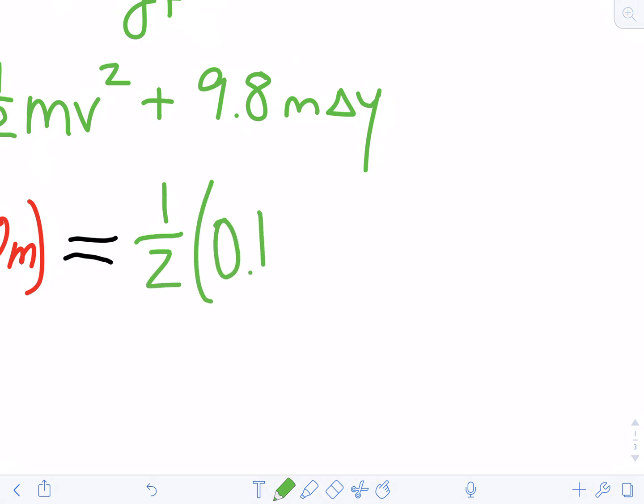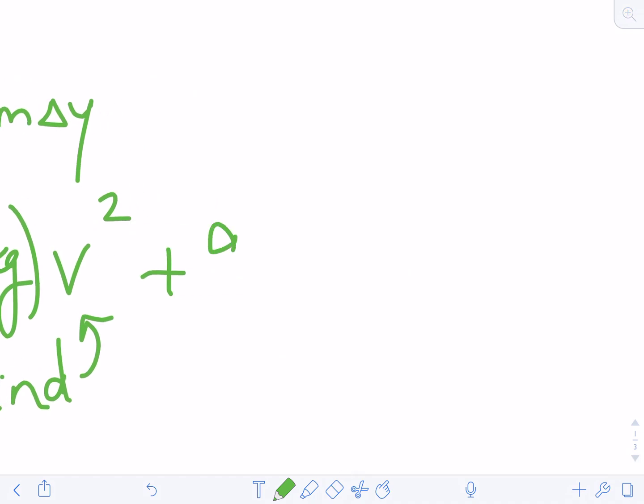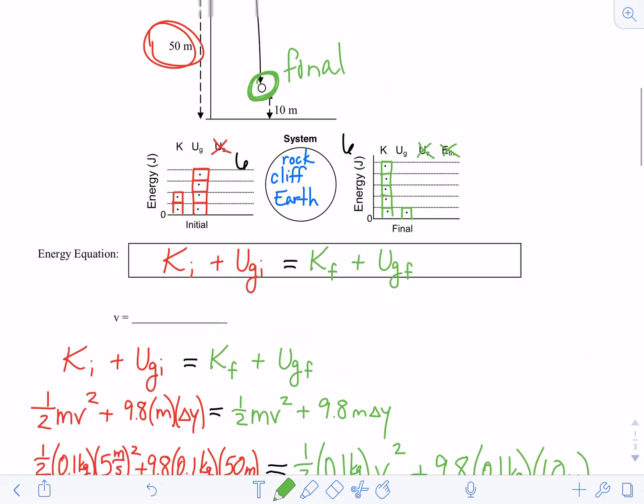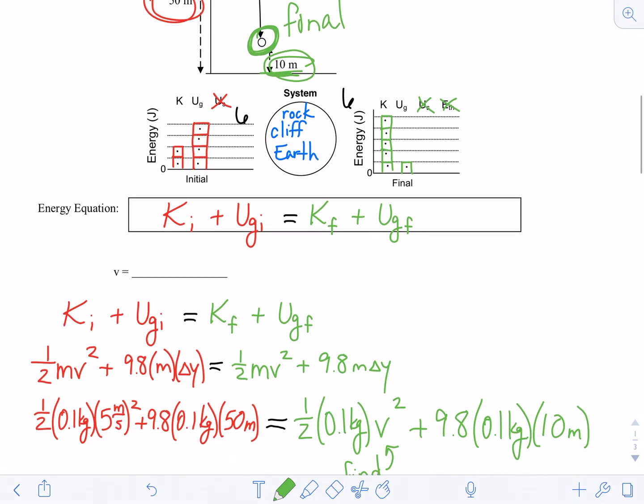Okay, so let's do the kinetic energy at the end. So 1/2 times 0.1 kilograms. And we don't know this V. This is the thing that we are trying to find, this V right here, so we'll just leave it as a V. And we'll add 9.8 times 0.1 kilograms times our height above the ground at the end, and that was only 10 meters. There it is, 10 meters right there.